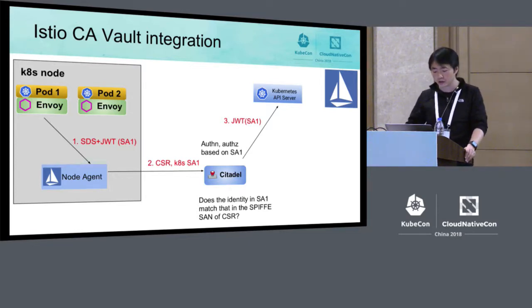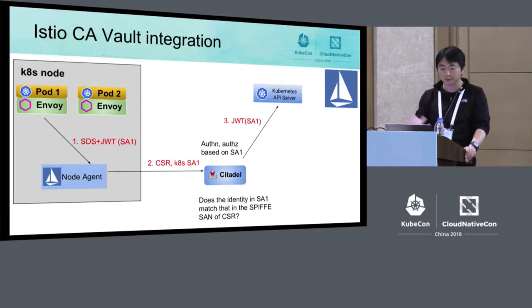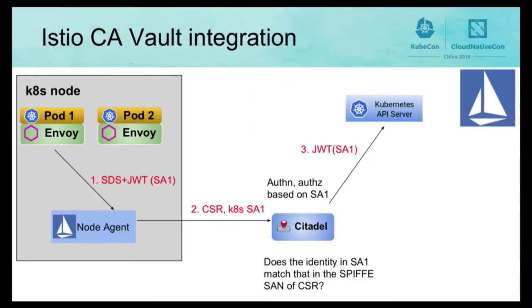After the authentication, the Citadel will do an authorization check. So this authorization check will check that the identity from the pod's Envoy matches the identity in the certificate signing request. So this will prevent an attacker from requesting an identity that doesn't even belong to itself.